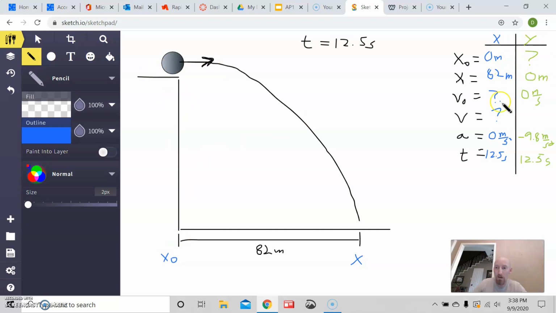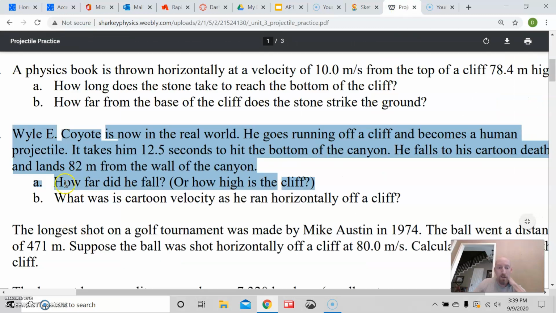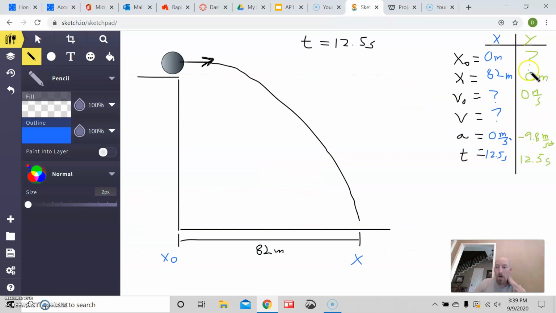I'm solving for initial. Now, you made a chart. Time to choose one of your equations, and you have to choose one of the columns. What are you going to choose? Blue column or green column? What are we solving for? We're solving for a Y thing. How far did he fall? Or conversely, how high is the cliff? So that would be a Y thing. We're solving for this, right?